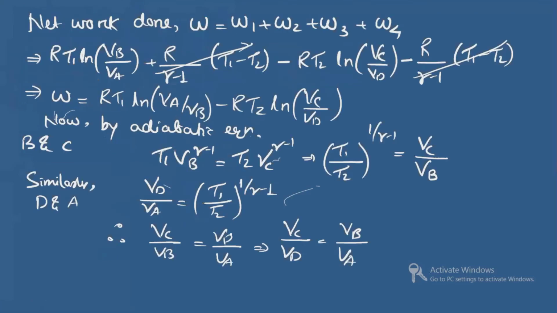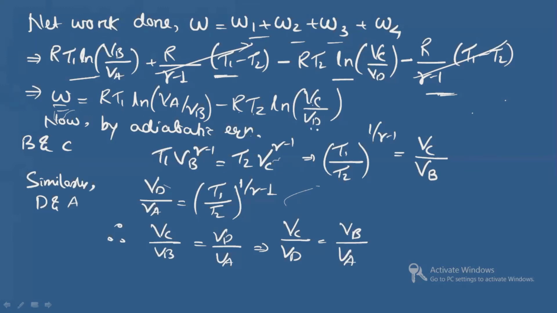Now we will find the net work done. The net work done will be the sum of all four, W1, W2, W3, W4. Yes or no? Now you see, when you do the sum, this is W1, this is W2, this is W3, this is W4. This is plus R by gamma minus 1 (T1 minus T2). This is minus R by gamma minus 1 (T1 minus T2). This is the adiabatic expansion work done, and this is the adiabatic compression work done. So both of those will get cancelled, and you will have the work done equal to RT1 ln Vb by Va minus RT2 ln Vc by Vd.